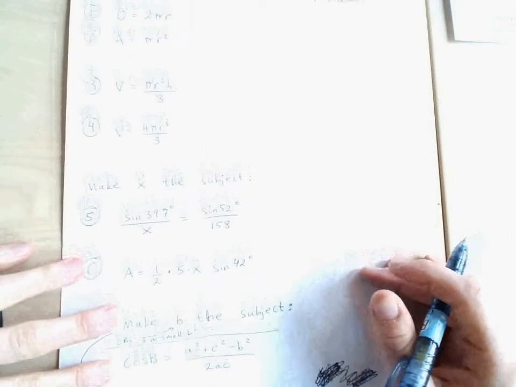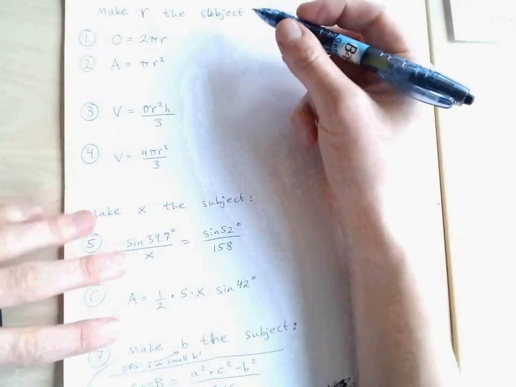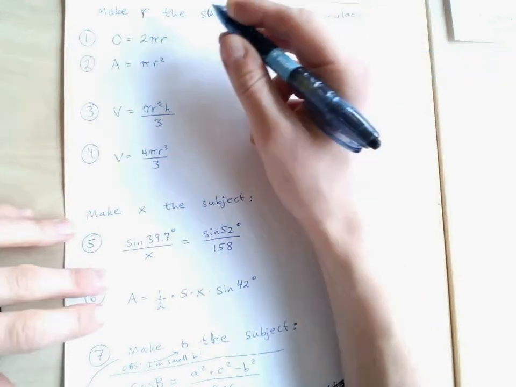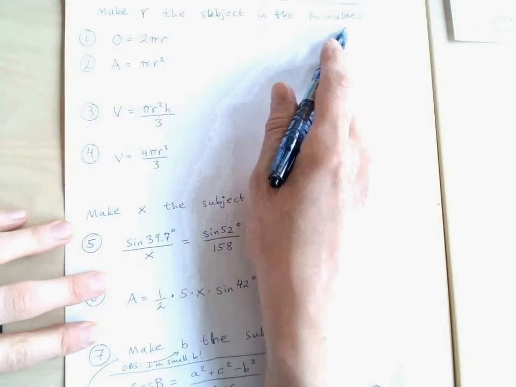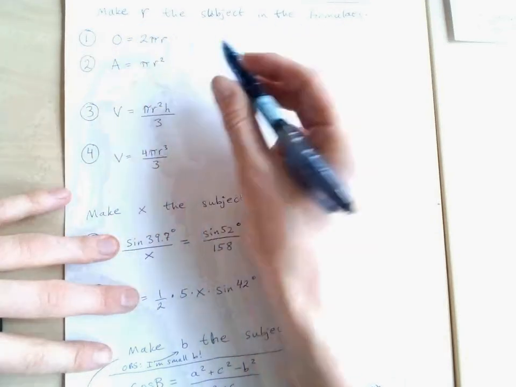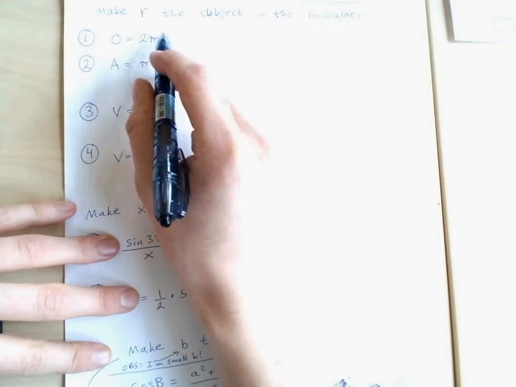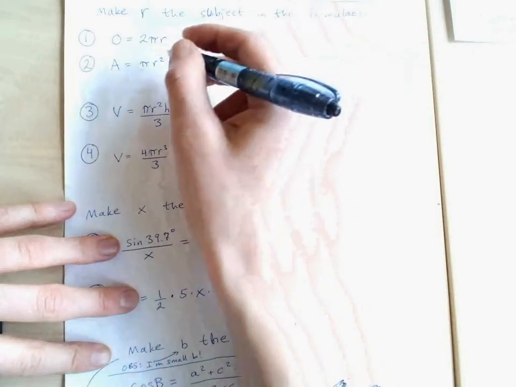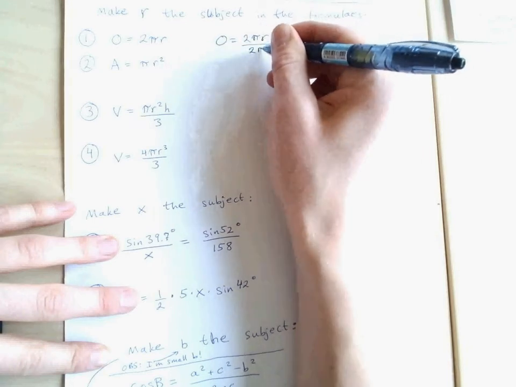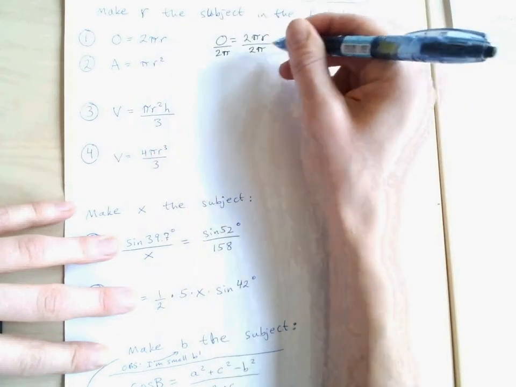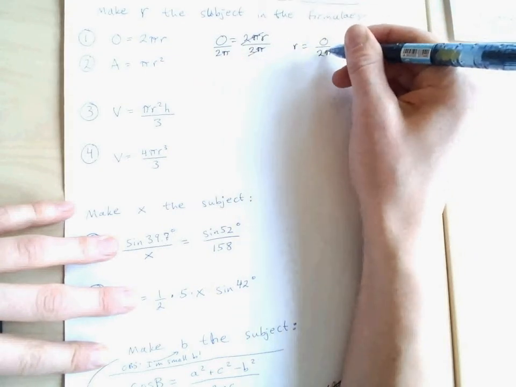So I just wanted to show you some of the exercises that you got on the lesson on Wednesday. To make R the subject in the formulas, in this one, for example, what this means is that we want to write R alone. We want to have R alone on one side. So what we basically do here, O equals 2 pi R, we divide by 2 pi on both sides. So we get R equal to O divided by 2 pi, like that.